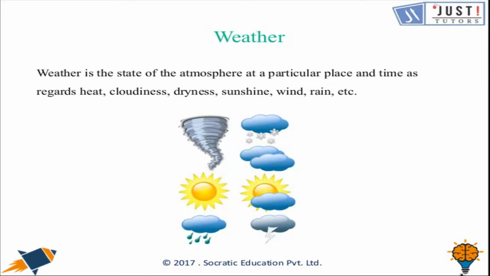So let's talk about weather first. Weather is the state of the atmosphere at a particular place and time, in which we consider the heat, the cloudiness, the dryness and the sunshine along with the wind speed and the rain. As you can see in this picture, we've got a few symbols which we use to define the weather of a particular place at a particular time.